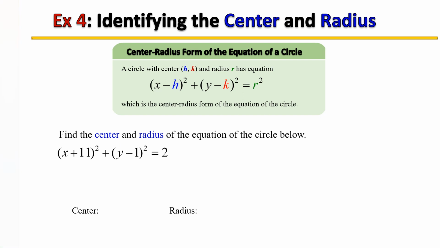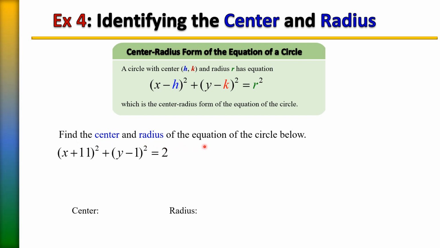In this example, we're asked to find the center and radius of an equation of a circle below: x plus 11 squared plus y minus 1 squared equals 2.